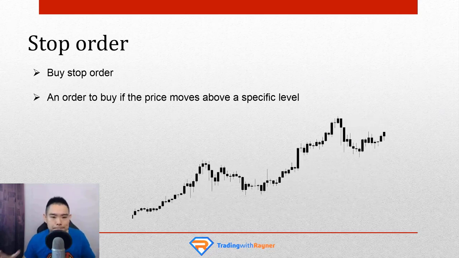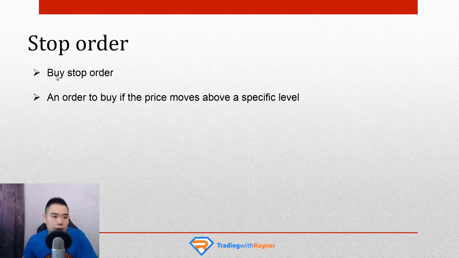And you tell yourself, I'm looking at this chart and it would make sense that I want to buy only if the price can break above this high. Because if it can break above this high, then there's a good chance that this market could continue higher. So you tell yourself, I will only buy if the price can break above this high. If it doesn't, I will not enter a trade. So what you can do is use a buy stop order.